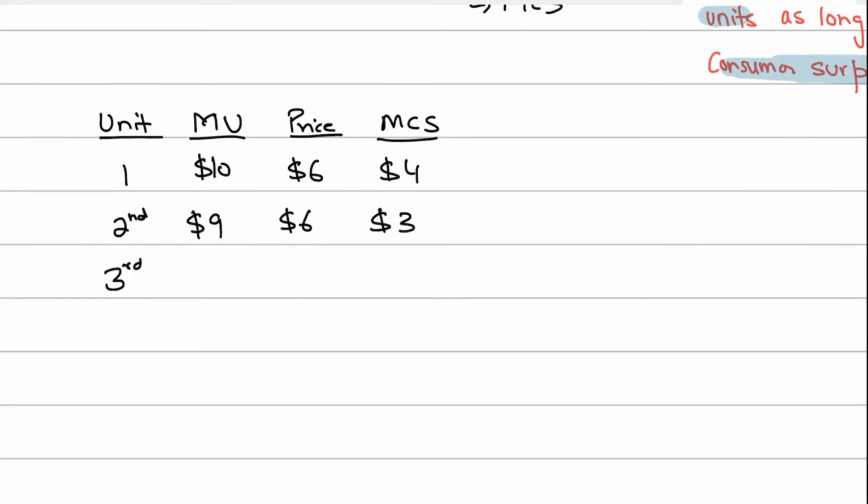For the third unit, I'm only willing to pay 8. The price is 6. My marginal consumer surplus is 2. For the fourth unit, I am only willing to pay 7. Price is 6. And my marginal consumer surplus is 1.